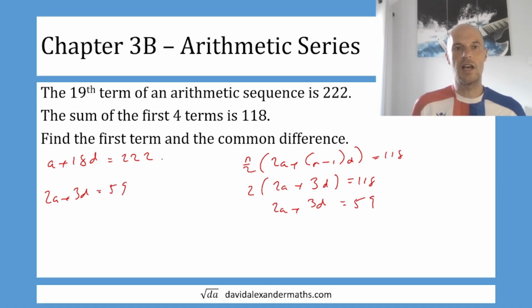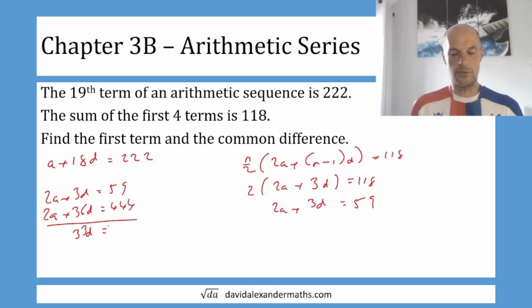Well, if I double this equation, then the a's will balance. So that's going to be 2a plus 36d is 444. I'm going to subtract one from another. I'll subtract the top from the bottom. So that's going to be 33d is 444 take away 59, which is 385. And if I divide that by 33, so here d is 35 over 3.